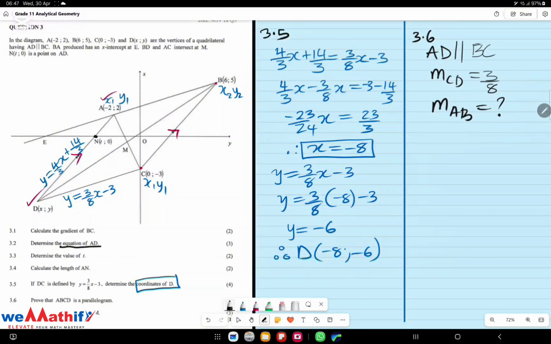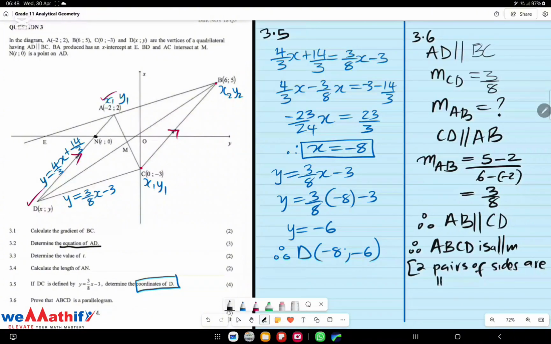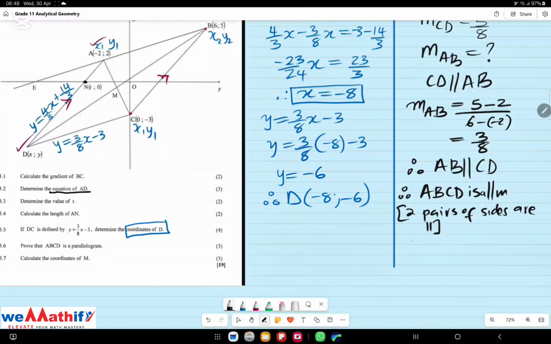Once I can show that CD and AB have the same gradient, I can obviously conclude that CD is parallel to AB, which would in fact mean that ABCD is a parallelogram. And the reason would be two pairs of sides are parallel to each other. So now let's find the gradient of AB. I can conclude that AB is indeed parallel to CD. Therefore, ABCD is a parallelogram. And the reason, two pairs of sides are parallel, right? Though a more conventional reason to write is opposite sides of a parallelogram.